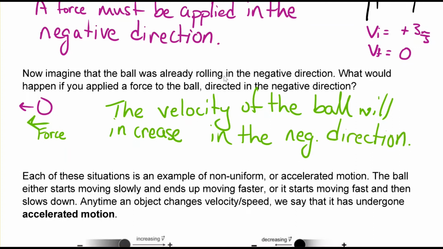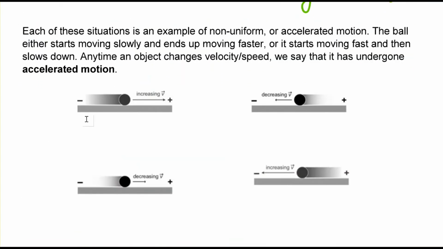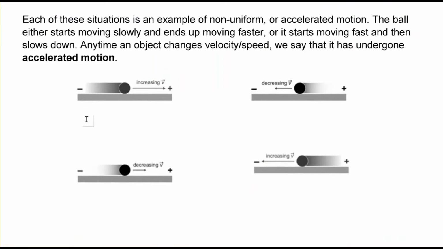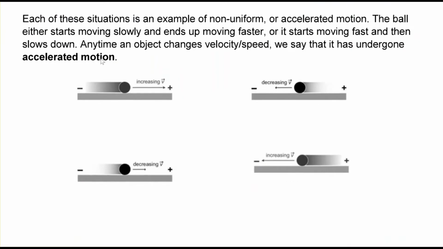All of these are describing some form of acceleration. Acceleration is just when you start off with one velocity and you end up with another. So when the velocity of an object changes. Each of these situations is an example of non-uniform or accelerated motion. The ball either starts moving slowly and speeds up, or it's moving fast and then it slows down. Anytime an object changes its velocity or speed, we say that it's undergone accelerated motion. All right, that seems fair enough.